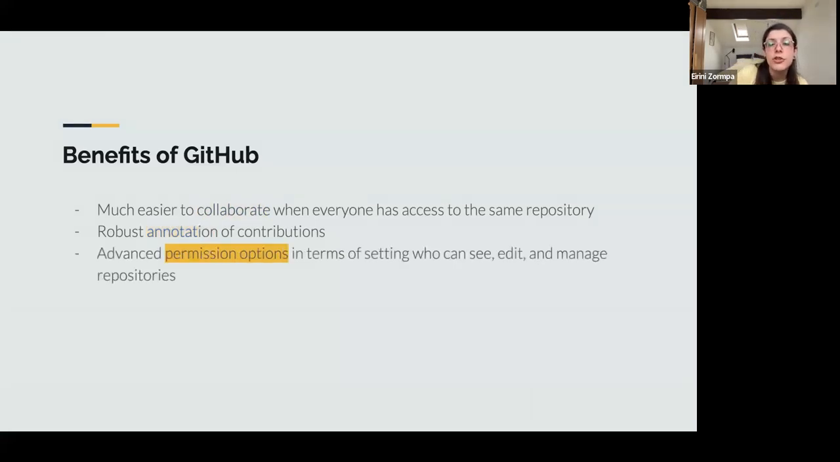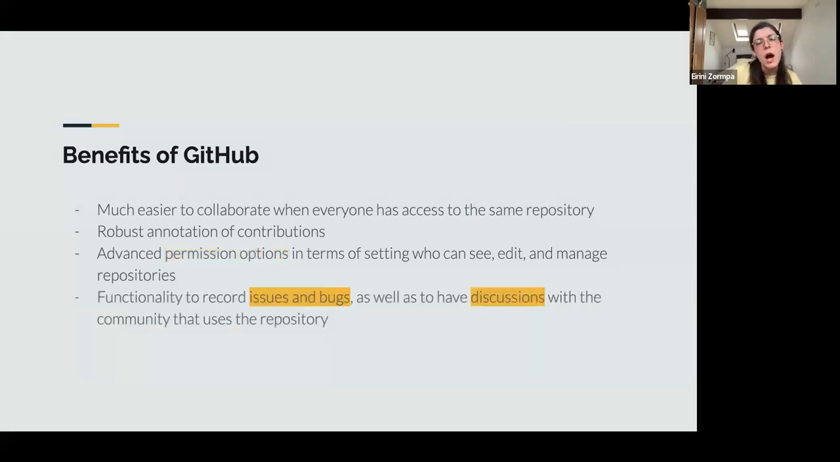It gives you advanced permission options in terms of you deciding who can see, who can edit, and who can manage your repositories. And we'll talk a little bit more about that today and a lot more about that next week. It also gives you quite a lot of functionality to record issues and bugs. So if there's something that objectively is not working very well in the code, if the behavior you're seeing is unexpected, you can report that. You can also create issues to talk about potential things that could be added, but are not problems per se, just additional functionality.